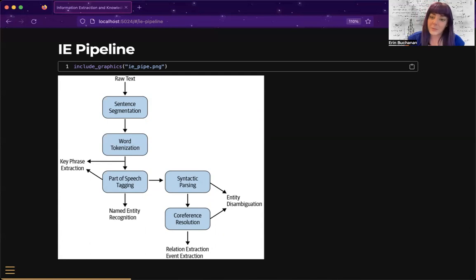So if you can label your parts of speech with things like noun, you're halfway there. Okay. Then we can do syntactic parsing. This would be breaking down the sentence into its syntax components: noun phrase, verb phrase, preposition phrase. And that's where entity disambiguation can occur. Co-reference resolution allows us to figure out how things are related to each other in the text, whereas entity disambiguation also occurs. And then relation extraction and event extraction tend to happen at the co-reference level.